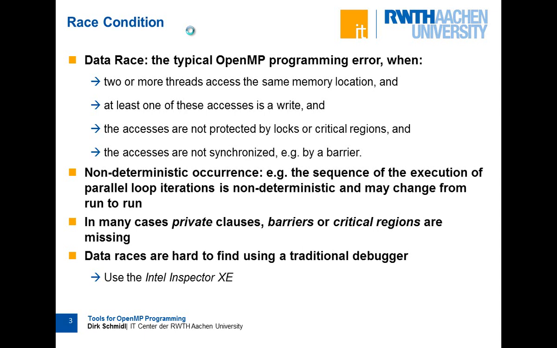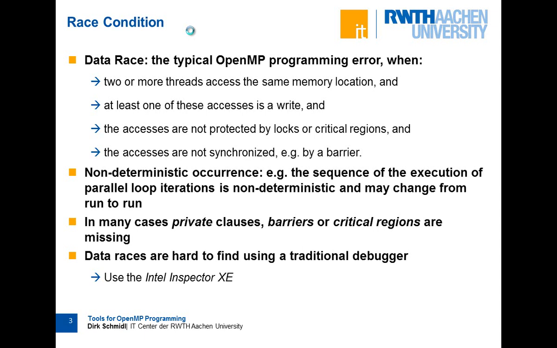I will nevertheless tell you what the tools can do if at some point in time you have an error in your code. The most important thing is that in OpenMP you can have these so-called data races, which is a typical error in shared memory programming, and in OpenMP they every now and then occur. Even if you are a good programmer, you might forget to put a private on some variable you use, or you might forget a reduction clause where it is actually needed.